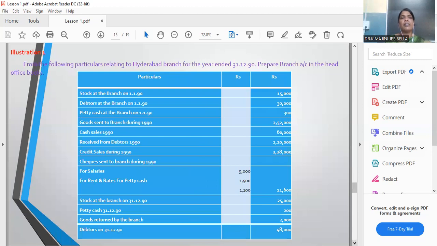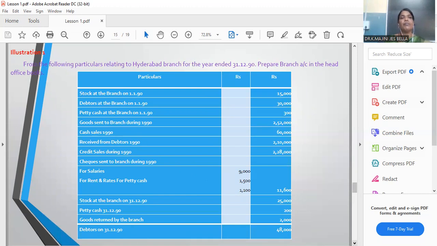Then I have given the illustration. When you are seeing and learning this, you can get a very good and clear idea about this Unit 1, introduction of branch account. Let's move to the sum. First, I will read the question for your easy understanding.